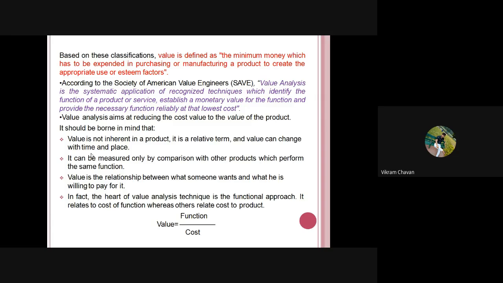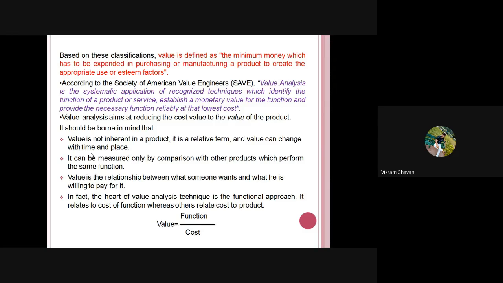Now, according to the Society of American Value Engineering, value analysis is defined as the systematic application of recognized techniques which identify the function of a product or a service, establish a monetary value for the function, and provide the necessary function reliability at the lowest cost.